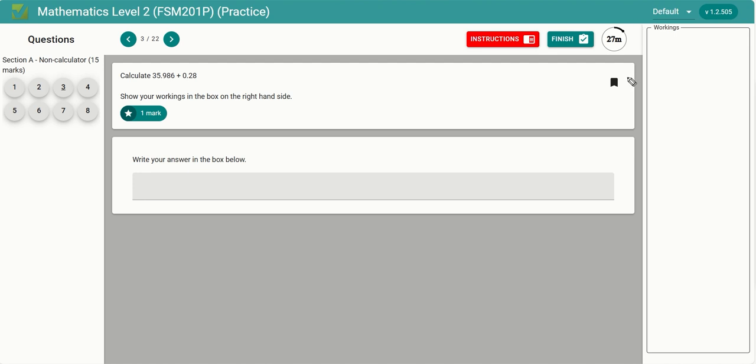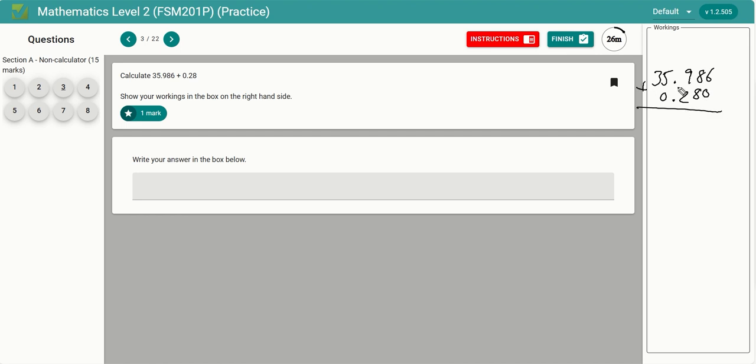Calculate 35.986 plus 0.28. So 35.986. When we're adding and subtracting decimals, it's very easy to go wrong unless you've got the decimal points in line. So put the decimal point in first, 0 to the left, 2 goes under the 9 and 8 goes under the 8. Do not be tempted to line them up on the right hand side and put the 8 under the 6. If you don't like this gap, fill it with a 0.